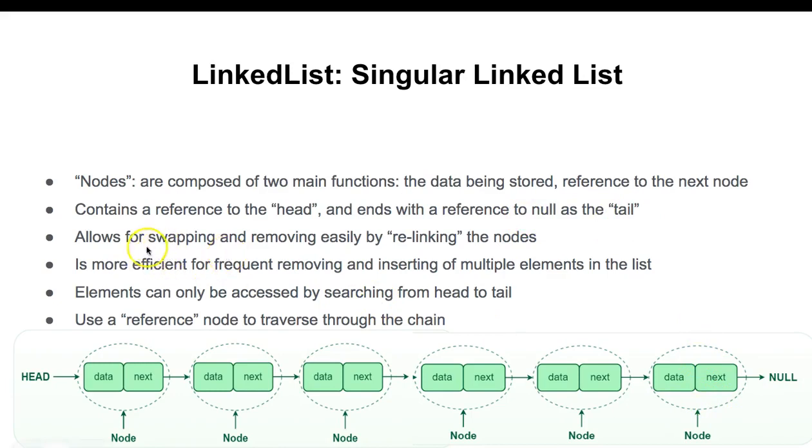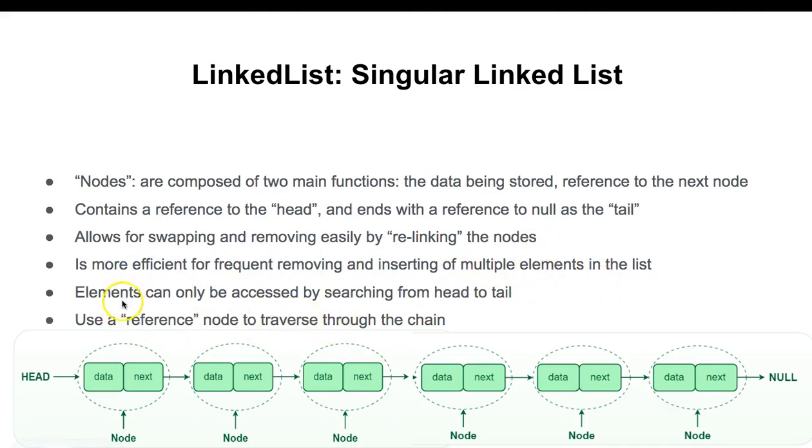This makes it much easier for swapping and removing elements by relinking nodes. Right, so if we wanted to remove this one, all we'd have to do is just point it from here to here, and that's it. There isn't any more reshifting of all of the other elements over. It's so much more efficient for frequently removing and inserting elements in the list.